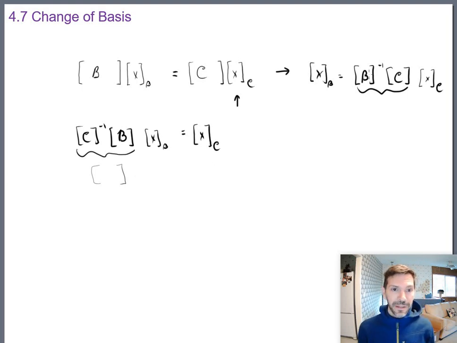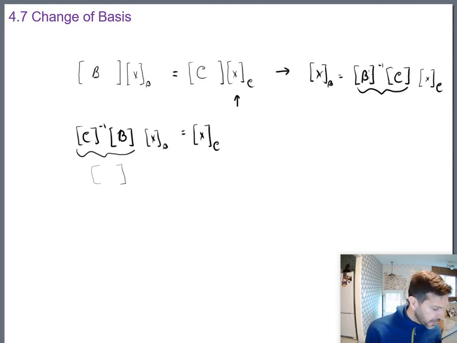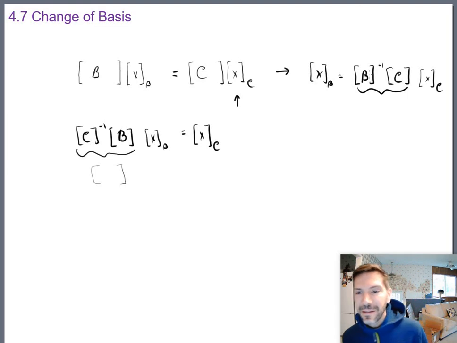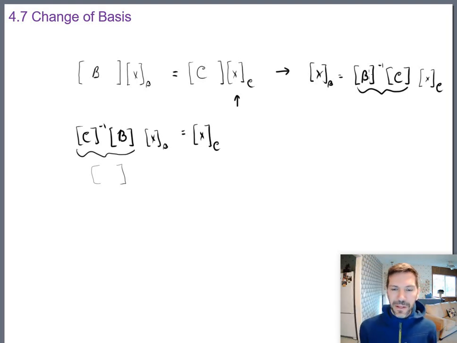Okay, that's one way to get your change of basis matrix, and that will work well if you want to use it on problems 7 through 10. Problems 1 through 6 are a little more conceptual, and they don't give you all of the information, so we'll have to take a different approach on those, which we'll look at in the next video.